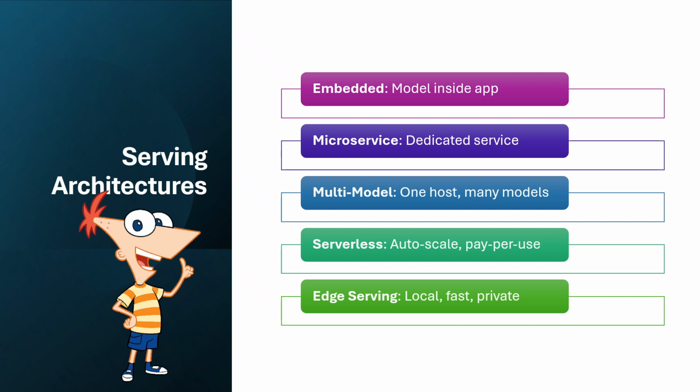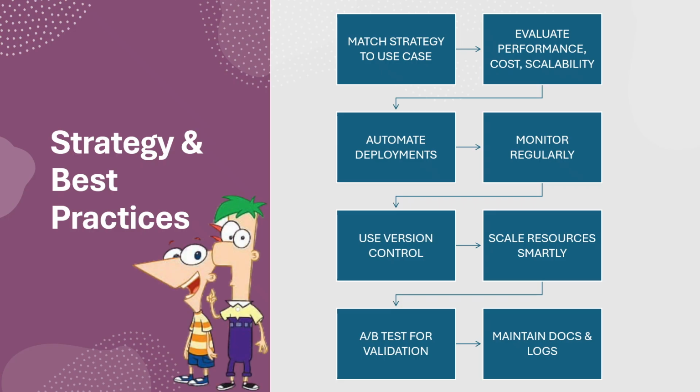And that brings us to our last part for the day, and that's strategy and best practices. So let's bring it all together. First, match your strategy to your use case. Don't force a real time setup for a batch problem, and don't try to run a giant model on a tiny edge device. Understand the business need, latency expectations, and operational constraints. Second, consider performance, cost, and scalability. Measure latency, throughput, and resource usage. Estimate cloud costs, stress test your system. These numbers will guide your decisions and help you avoid surprises.